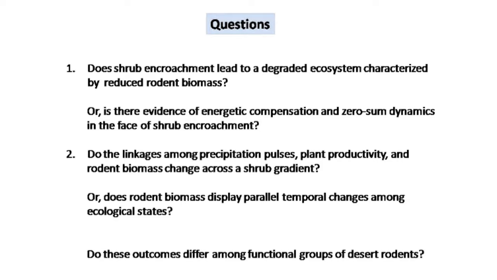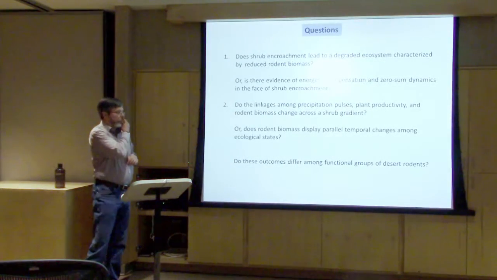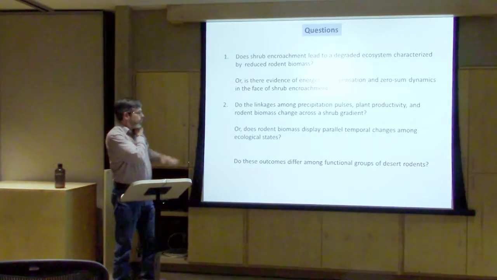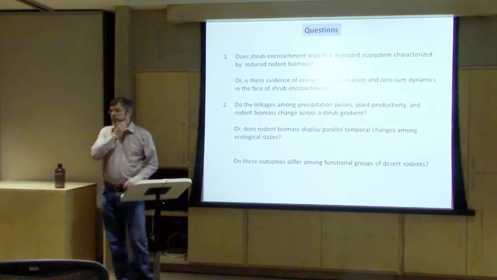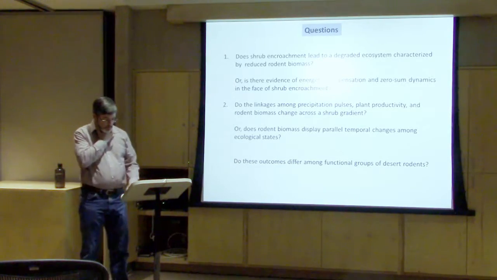And then, do these bottom-up processes, these links between precipitation, productivity, and biomass, are they similar among ecological states, or do they change whenever you get a change from grassland to shrubland communities? And also, do any of these things depend on which functional groups of rodents you look at?